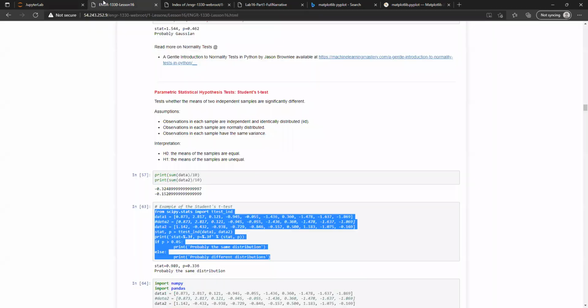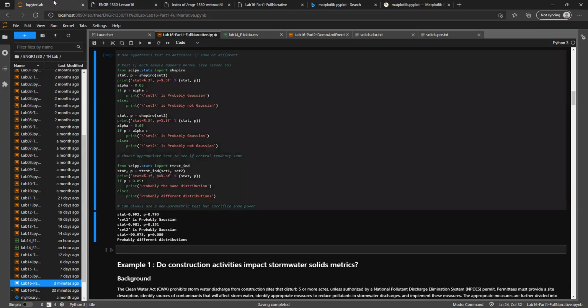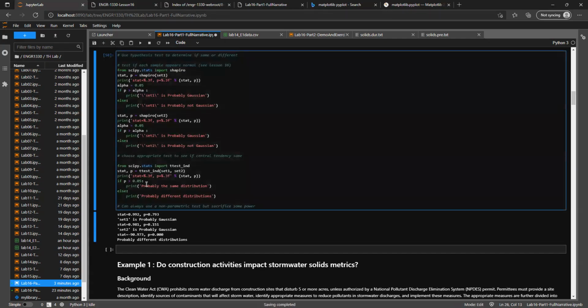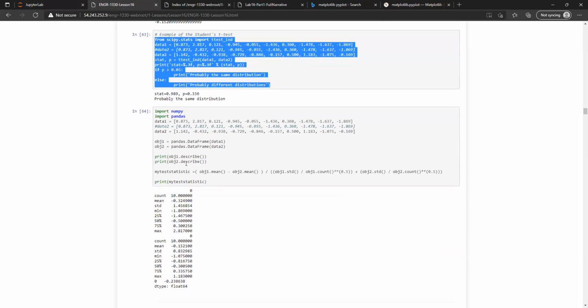So according to the student's t-test, which tests whether the means of two independent samples are significantly different, we reject the null hypothesis that they are probably the same, that they have a central tendency that's close.